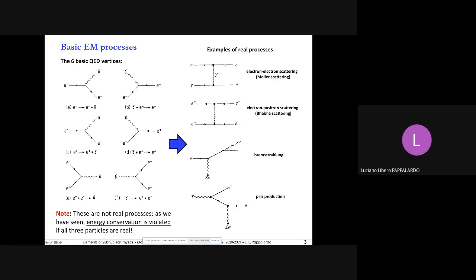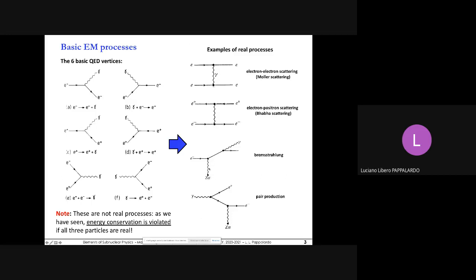And today we will study this process in quite some detail. Another process is the Bhabha scattering, which is the electron-positron scattering, always mediated by the exchange of a virtual photon. Then we might have more complex QED processes. For instance, the Bremsstrahlung. Bremsstrahlung, as you know, is the emission of a real photon by an electron in the Coulomb field of a nucleon, for instance.